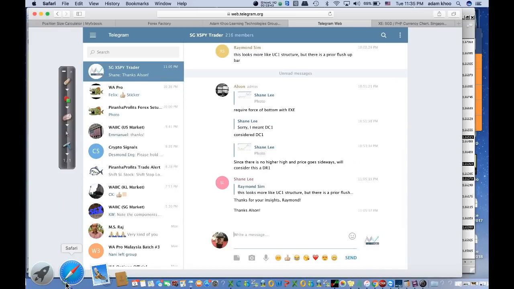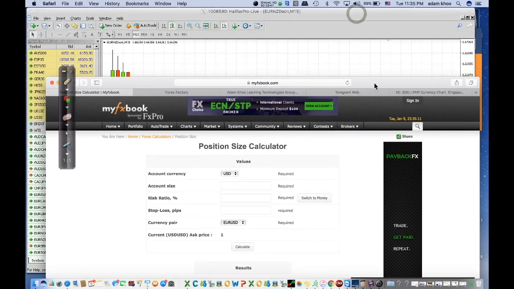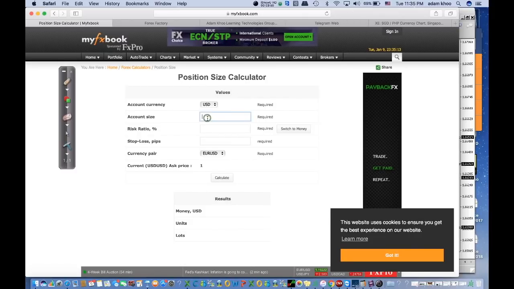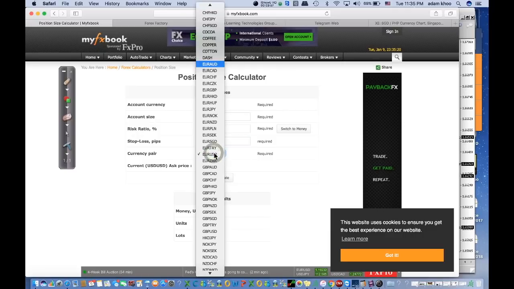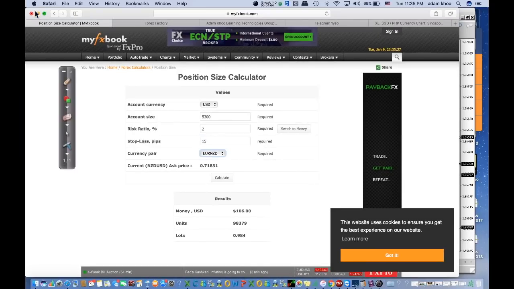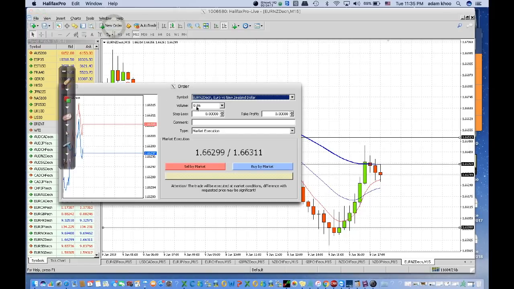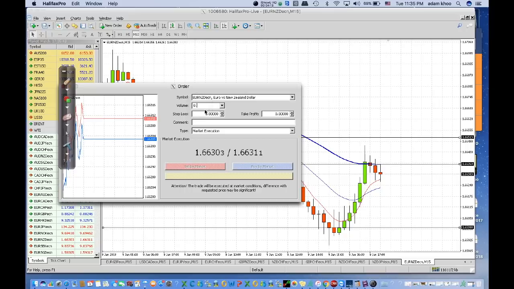Again, my stop loss distance is about 15 pips away. This is the Euro New Zealand dollar, so you just have to do your position sizing appropriately. So I'm going to trade 0.98 lots on this one. Okay, so I'm going to click new order. 0.98 lots. Again, hoping it's going to come up and fill my order.